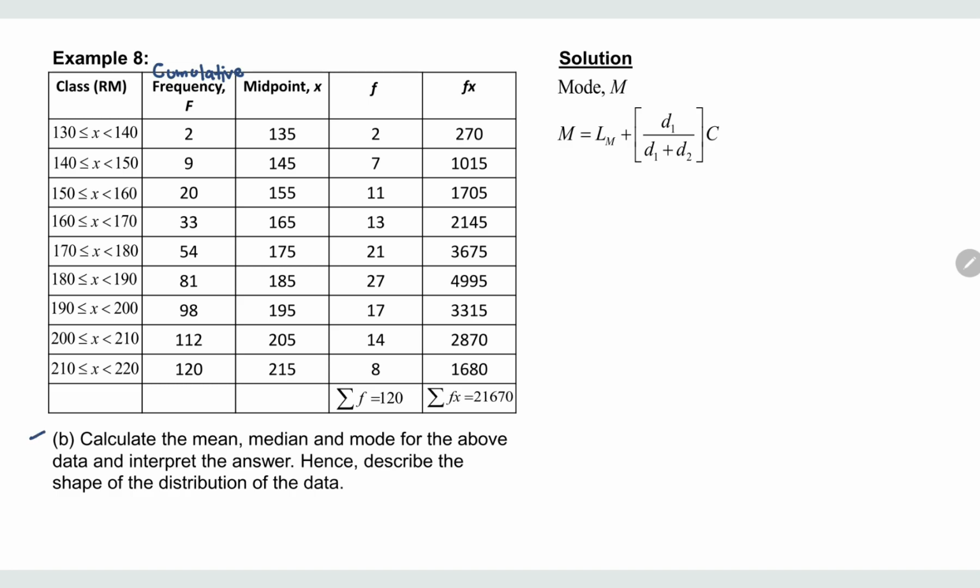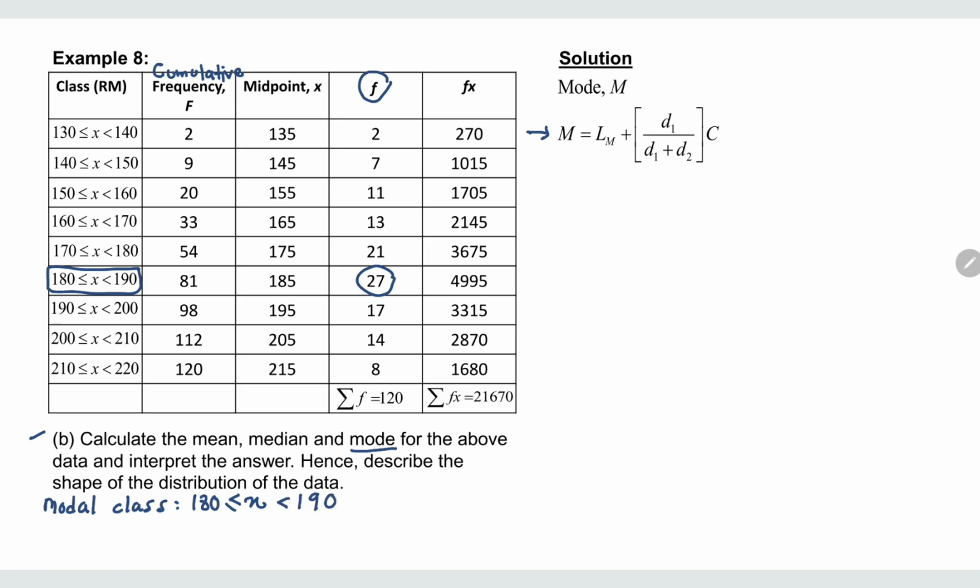Okay, still on question B. Next, let's find the mode. To find the mode, we will use this formula: M equals Lm plus, in the bracket, d1 divided by d1 plus d2, times C. Before that, you must find the modal class. To find the modal class, we can determine it by the highest frequency among the class intervals. So, check the frequency. The highest frequency is 27.